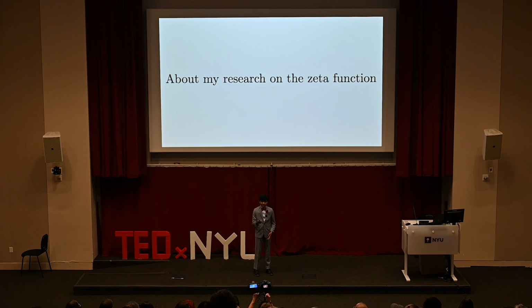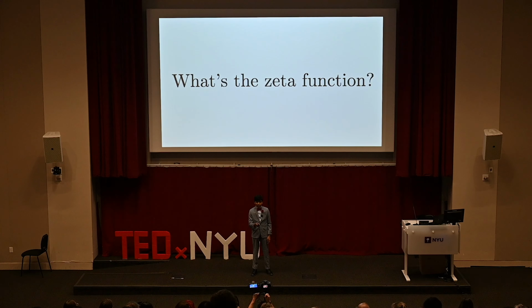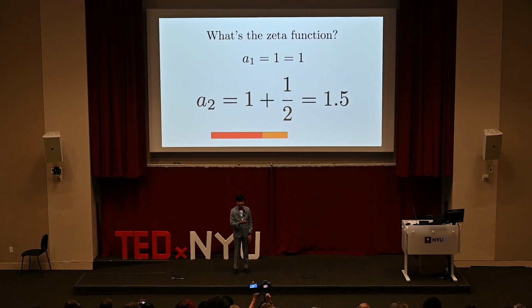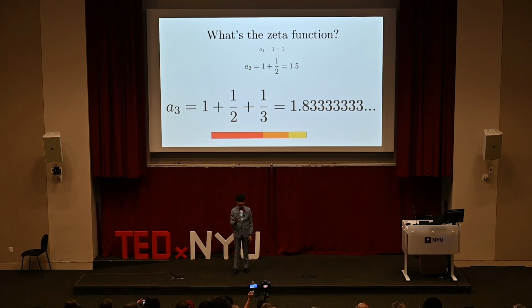So what is the zeta function, first of all? Well, imagine you have a sequence of numbers starting with 1. So up there you have a rectangle of length 1, right? And then slowly you start adding rectangles. So you have an orange rectangle now of length 1/2. Then you add the third rectangle of length 1/3. So you keep adding these fractions to the sequence. If you had a fourth term, it would just be 1 plus 1/2 plus a third plus a fourth, and so on and so forth.